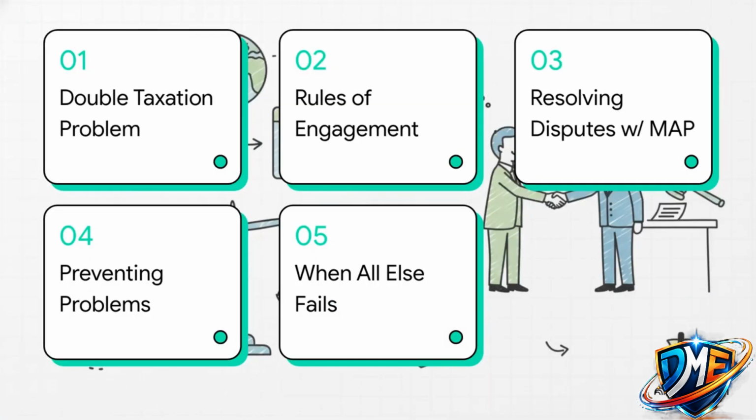So here's our game plan. First, we'll get a handle on the core issue, the double taxation problem. Then, we'll look at the rules of engagement for both companies and tax authorities. After that, we'll explore the main diplomatic solution, something called MAP, and then pivot to how you can prevent these issues in the first place. And finally, we'll see what happens when all else fails, the ultimate safety net.